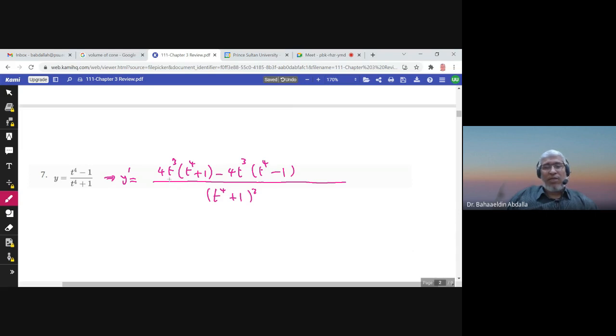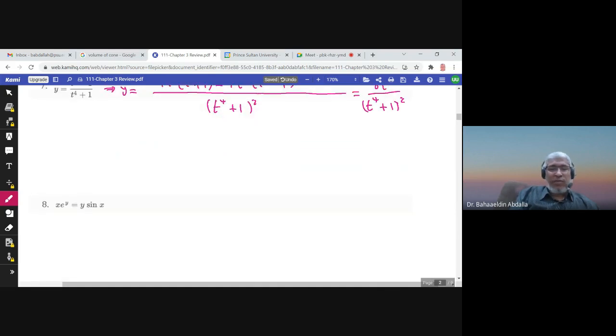Now I can see that 4t to the power 7 will be cancelled with negative 4t to the power 7, while 4t cube will be added, because this is minus times minus, will be plus, added with 4t cube. So we will have 8t cube, or t to the power 3, over t to the power 4 plus 1 square. If you want, please expand and you will find this result.